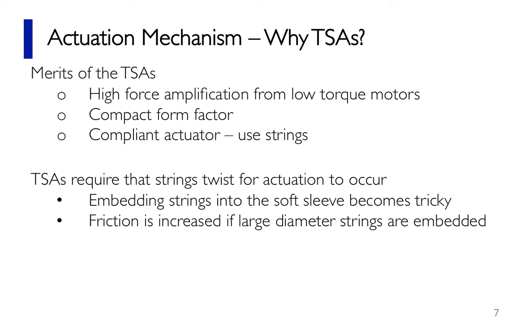However, since TSAs require strings to twist for actuation, embedding the strings into the soft fabric of a glove becomes tricky. In addition, when large diameter strings are embedded on soft fabric, the friction between the strings and the glove is increased.